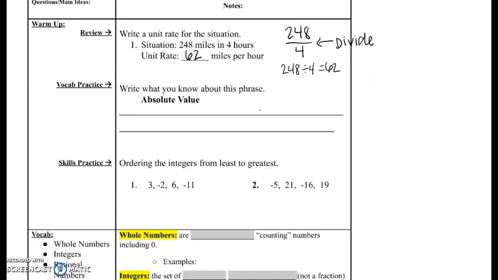Our next question asks us to write what we know about the phrase absolute value. So the absolute value is our distance from 0. And this is always positive.